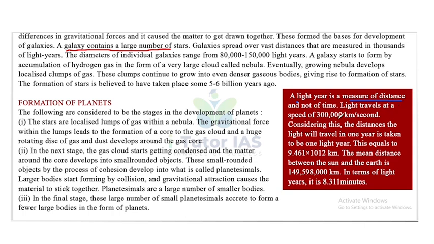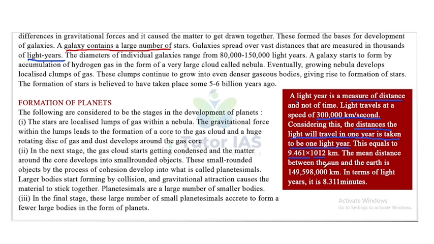Light travels at a speed of 3 lakh kilometers per second. Considering this, the distance the light will travel in 1 year is taken to be 1 light year. So what is a light year? It is the distance light travels in 1 year, which is equal to 9.461 x 10^12 kilometers.